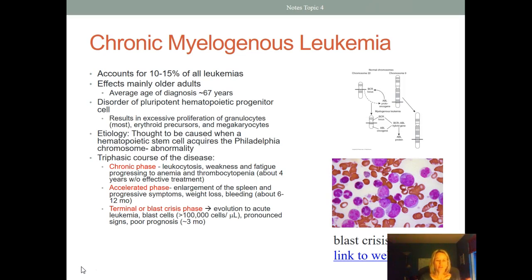There's a triphasic course of the disease. The chronic phase, we have an elevated white blood cell count with weakness and fatigue, and this progresses to anemia and thrombocytopenia in about 4 years unless there's effective treatment. The accelerated phase involves enlargement of the spleen, progressing symptoms, weight loss, and bleeding, and that lasts about 6 to 12 months. The terminal or blast crisis phase is where it kind of turns into an acute leukemia, and we get a huge proportion of blast cells of greater than 100,000 cells per microliter. Really prominent or marked signs and a poor prognosis of about 3 months.